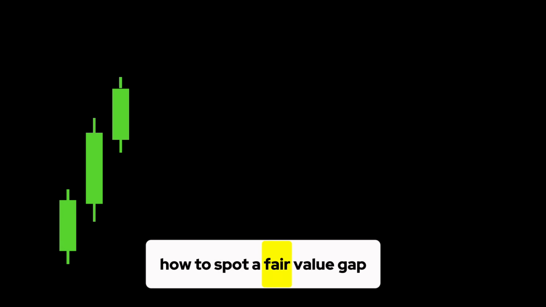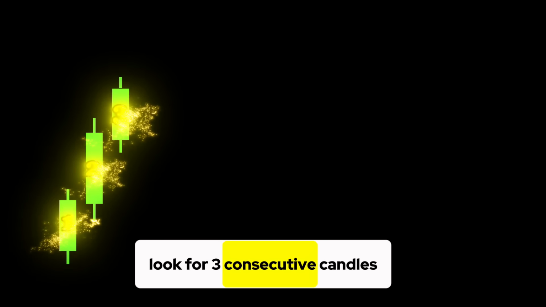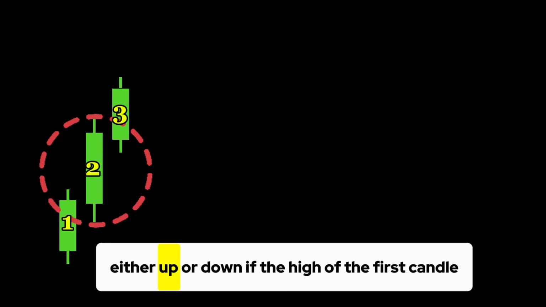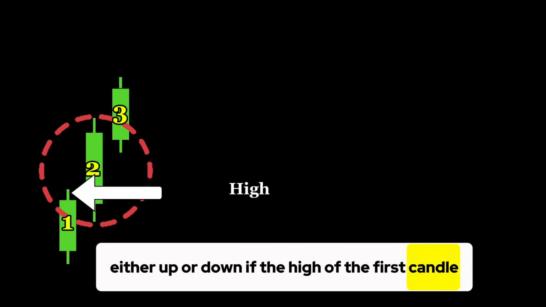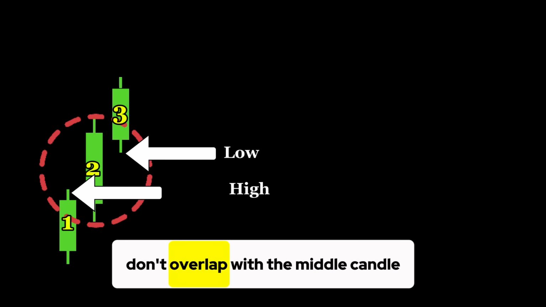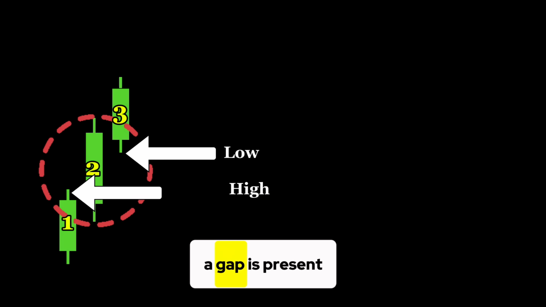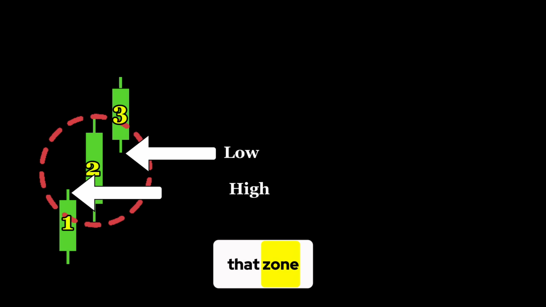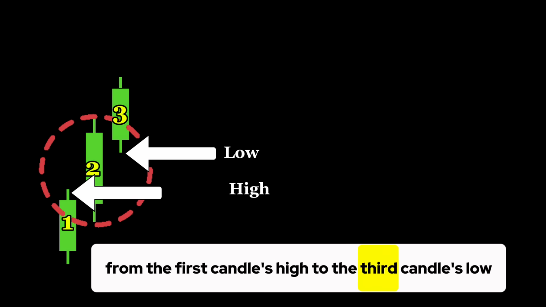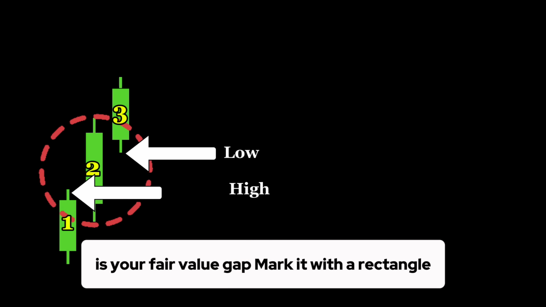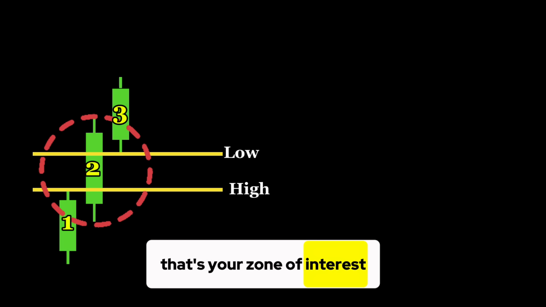How to spot a fair value gap? Look for 3 consecutive candles. Focus on the middle one. It should show a strong move either up or down. If the high of the first candle and the low of the third candle don't overlap with the middle candle, a gap is present. That zone, from the first candle's high to the third candle's low, is your fair value gap. Mark it with a rectangle, that's your zone of interest.